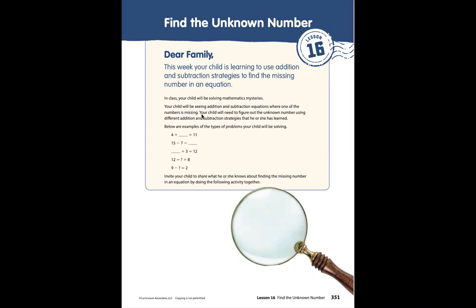Your child will need to figure out the unknown number using a different addition and subtraction strategy that he or she has learned. Below are examples of the different types of problems your child will be solving. So if we look at 4, I'm going to write it bigger. If we look at 4 plus blank equals 11, this number right here is missing.